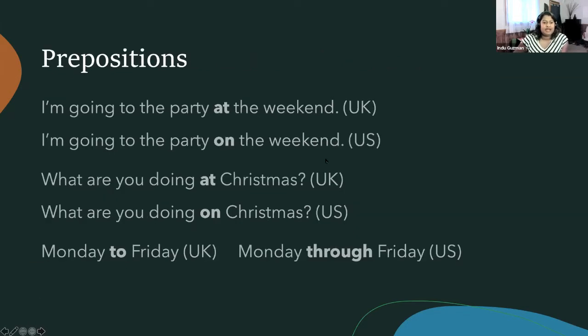Prepositions. I'm going to the party at the weekend. I'm going to the party on the weekend. This is where it wouldn't sound right. And again, it depends on the region too. It's been so many years since I've actually been in the UK or been among UK speakers, so I had to look back at the style guides too.